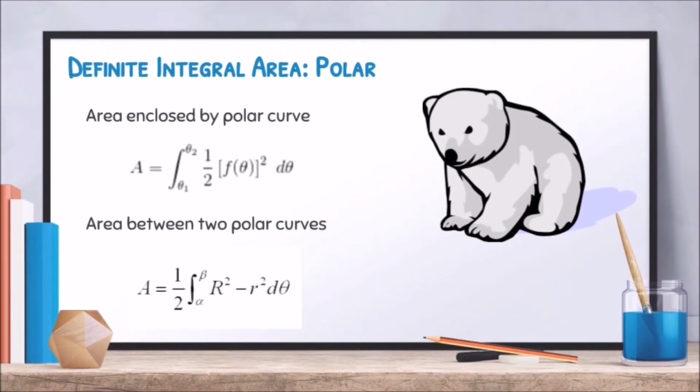You can also utilize the same method to find polar area. The area enclosed by a polar curve can be found with the formula area equals integral from theta 1 to theta 2 of 1/2 f of theta squared d theta, or the area between two polar curves, which is area equals 1/2 integral from alpha to beta of big R squared minus little r squared d theta.